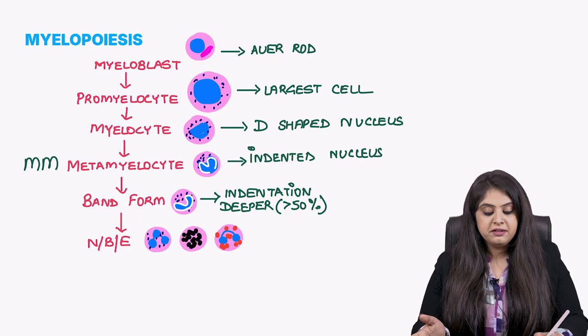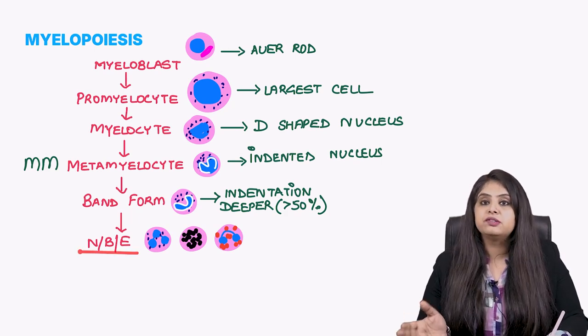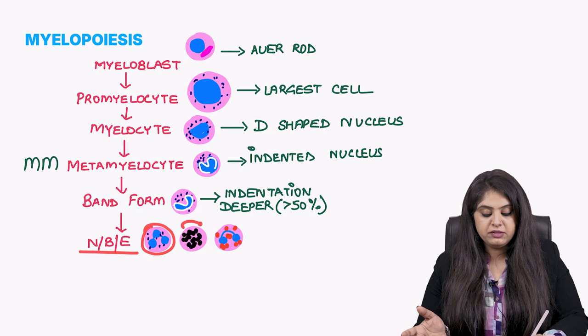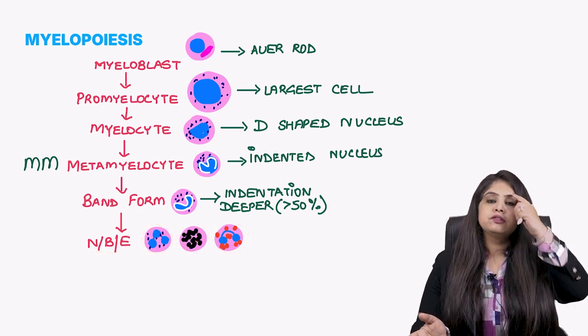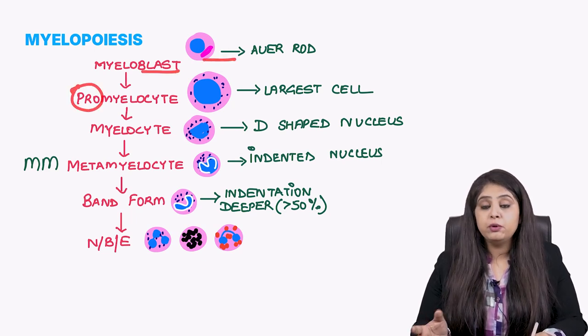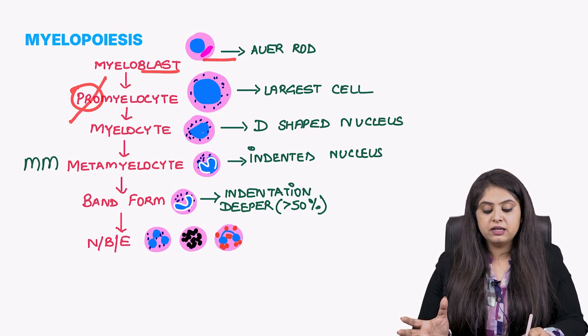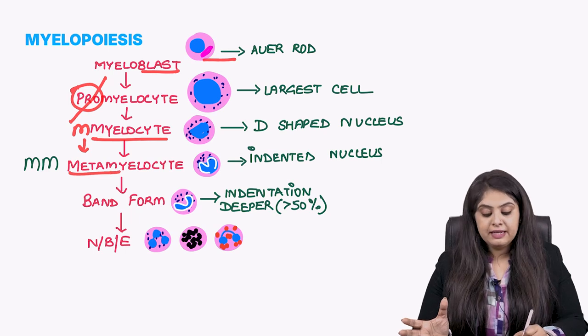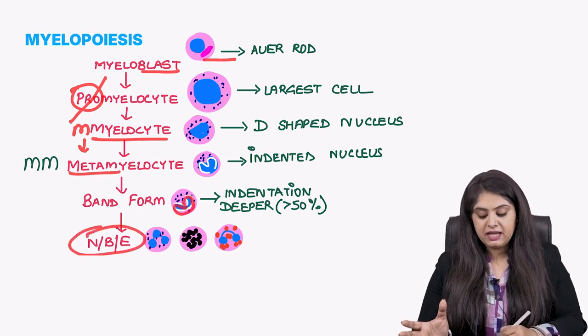And from this, finally, I can have the 3 mature cells. It could be a neutrophil, it could be a basophil, or it could be an eosinophil. So first get used to the names. First one was a blast with an OR rod. Then we had a pro, biggest one, that is promyelocyte. We cut the pro, we have a myelocyte. We add an M in front of it, we have metamyelocyte. Then we have a band form, and finally we have NBE.